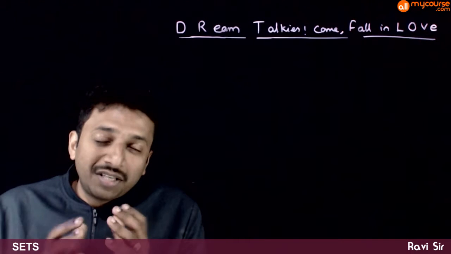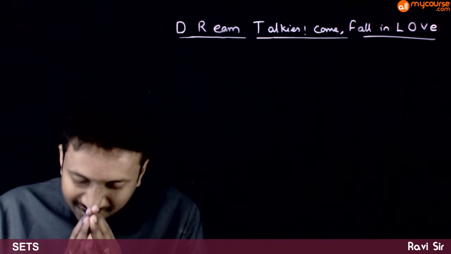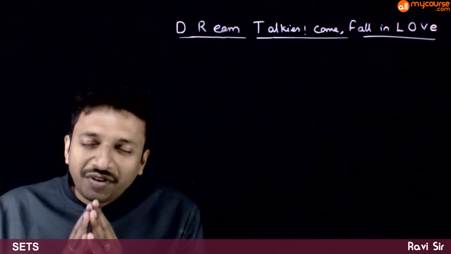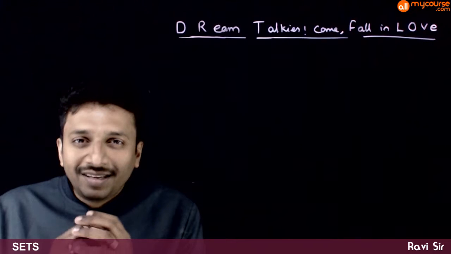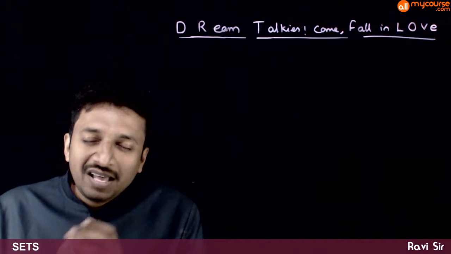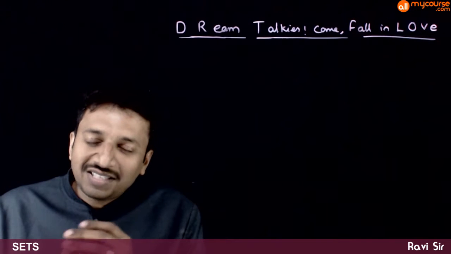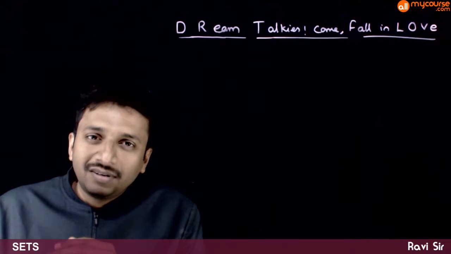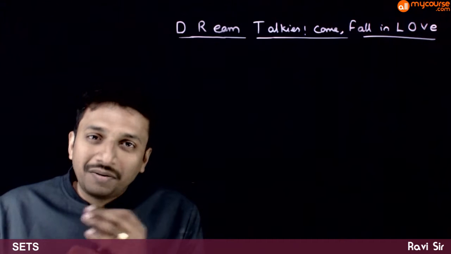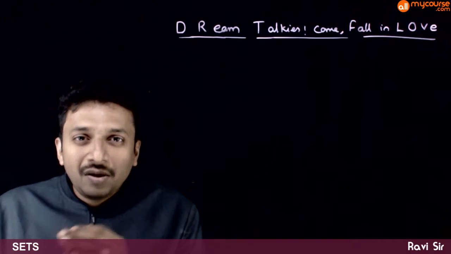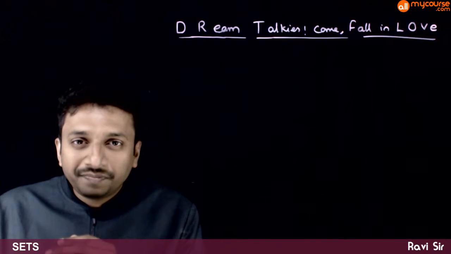Let us take a pause, close our eyes and remember the topics that we have learnt. We have a prop available for us: Dream, Talk is come, Fall in love. D stands for definition. What is the definition of a set? Well-definedness, well-distinguishability. What are elements of a set? We have seen the notation belongs to.